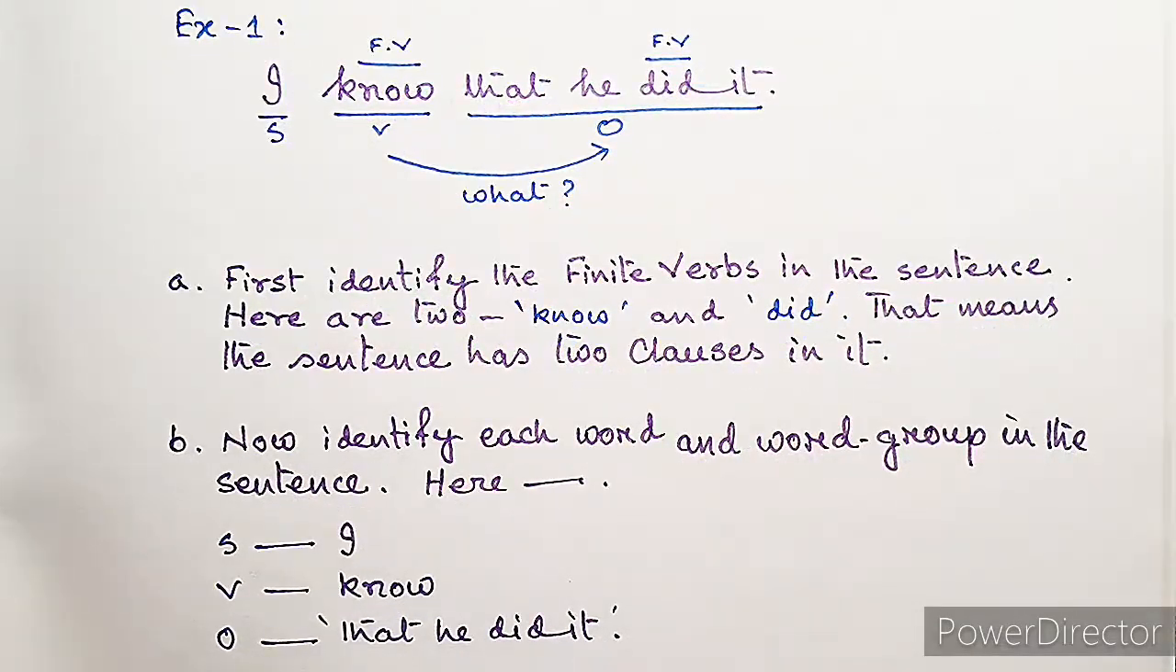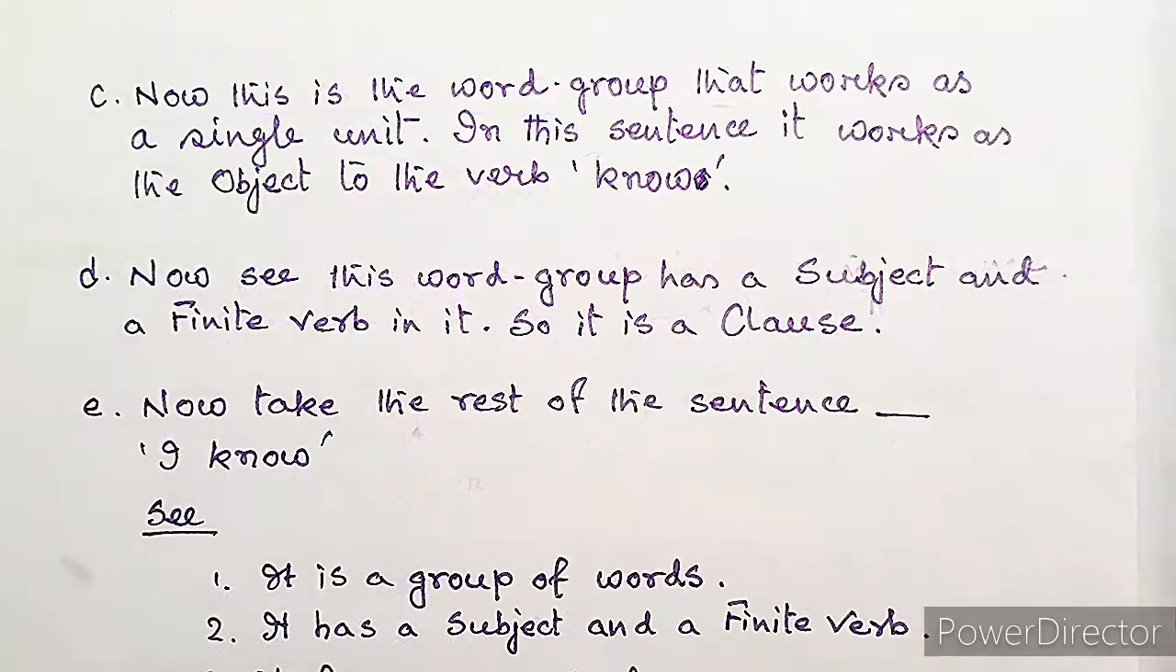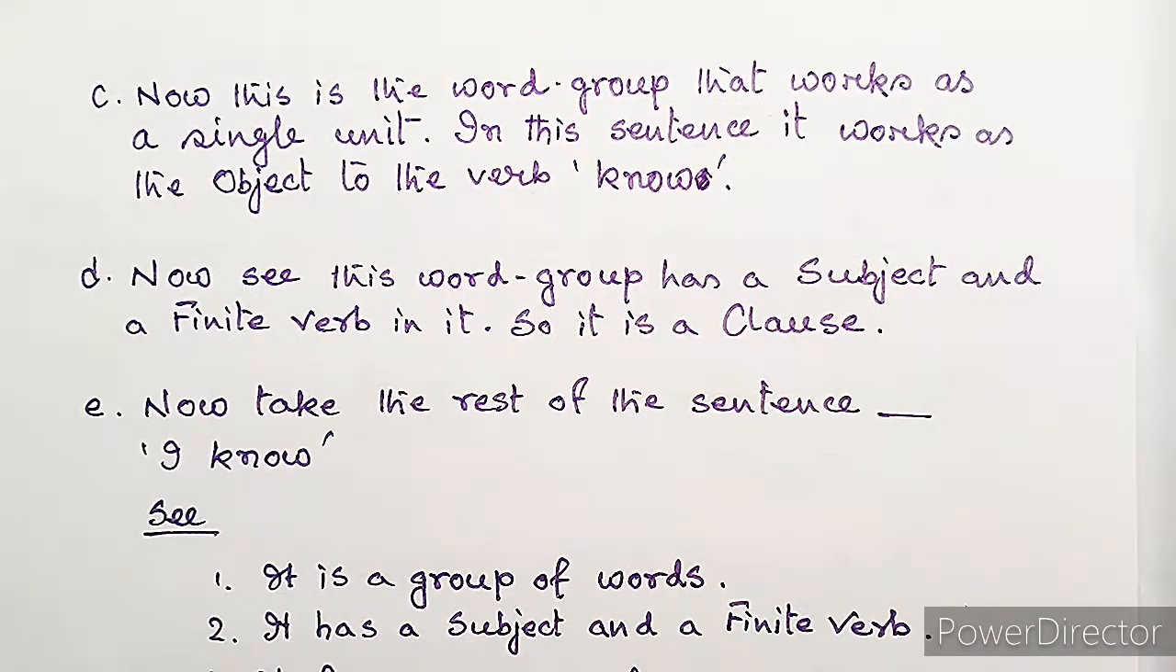Now identify each word and word group in the sentence here. The subject is I, the verb is know, and the object is that he did it. Now this is the word group that works as a single unit. In this sentence, it works as the subject to the verb know.